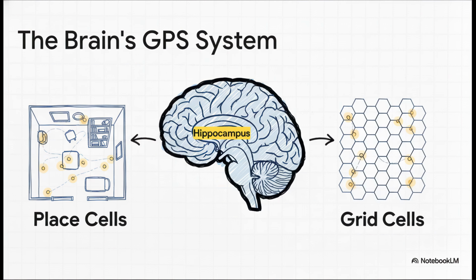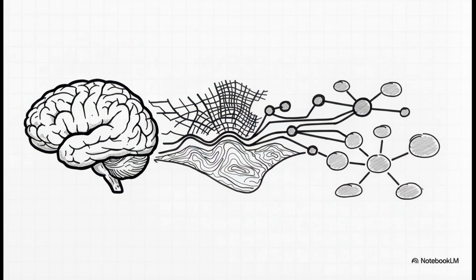Then you have grid cells, which, this is wild. They lay down a coordinate system. They fire in this perfect hexagonal grid pattern, letting your brain measure distance and direction. It is literally a GPS made of brain cells. Okay, but here's the kicker. This is where it goes from wow to no way.